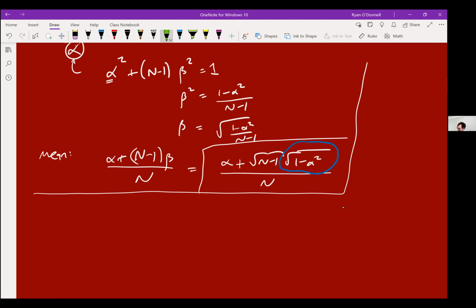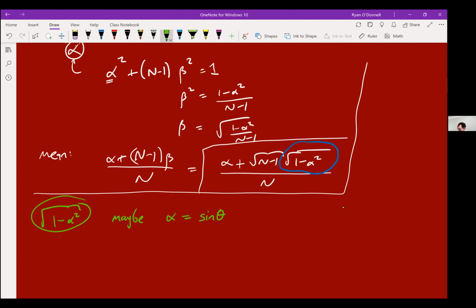Whenever I see this, it's an automatic life move. If I ever see 1 minus alpha squared, I think to myself, maybe I should write alpha equals either sine theta or cos theta. I'm not sure which one. Let's just say sine theta. Because at first you're like, that makes things worse. Now alpha just used to be alpha, but now it's sine theta.